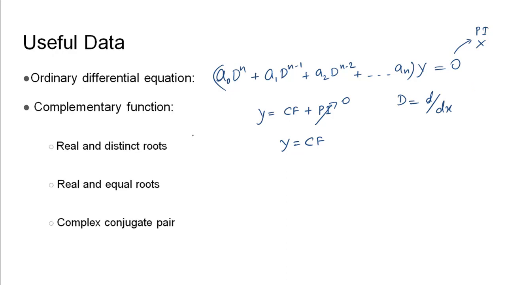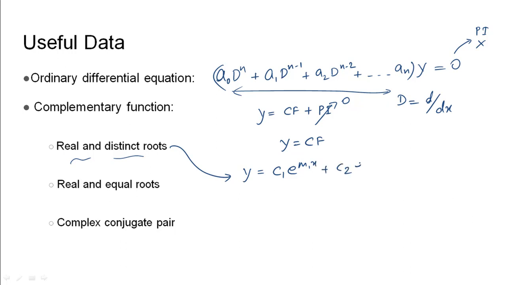So there can be three possible cases. The first case is when the roots of this equation are real and distinct. For that case, the solution will be of the format y equals c1 e^(m1 x) plus c2 e^(m2 x), where m1 and m2 are the roots and c1, c2 are constant coefficients which can be computed using the initial and final conditions. For real and equal roots, we can write it in the format of (c1 plus c2 x) times e^(mx), where m is the equal root and c1, c2 are the constant coefficients.